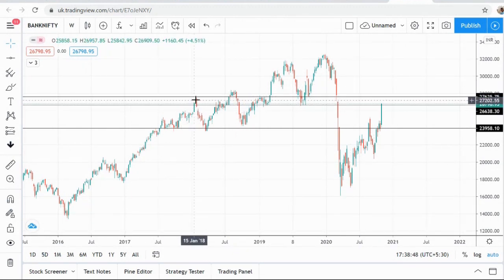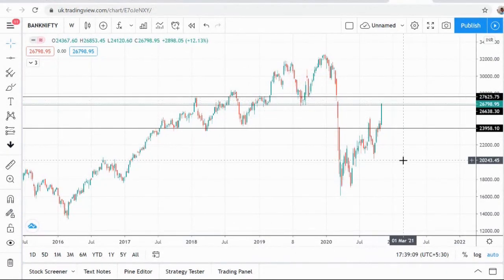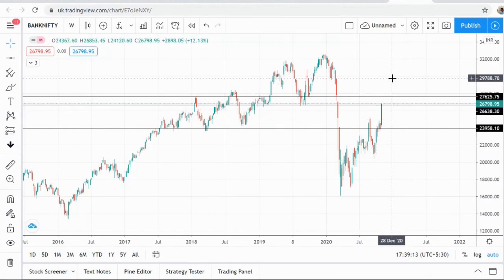This area that is marked will act as a supply zone here. You can see how change of polarity is also acting here. This area will act as a supply zone here. See how change of polarity is also acting here. In my second video of support and resistance, I have discussed this concept. Do check that out.